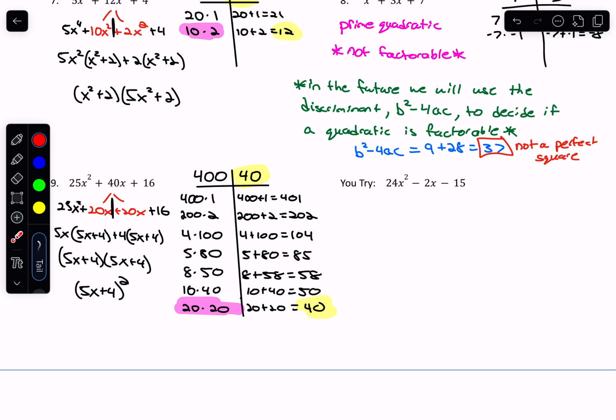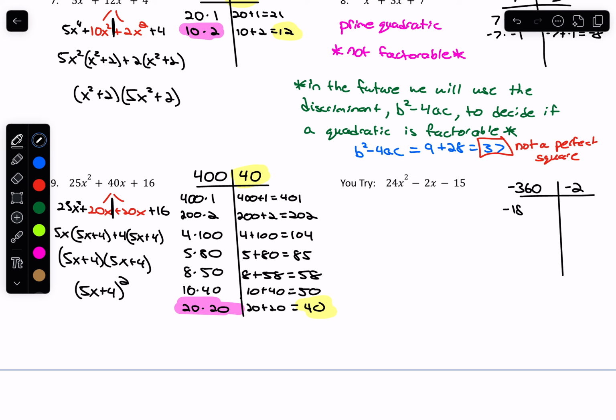All right, one more problem. If you haven't paused yet, please give it a try. But all right, what we need to do is multiply a times c, which in this case, 24 times negative 15 is negative 360, and the b term is negative 2. In order to get negative 360, I need to multiply negative times positive, and I'm going to skip right to what works in this case.